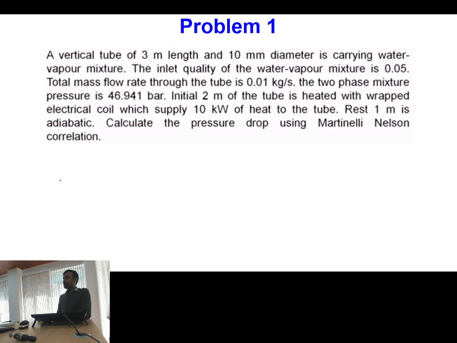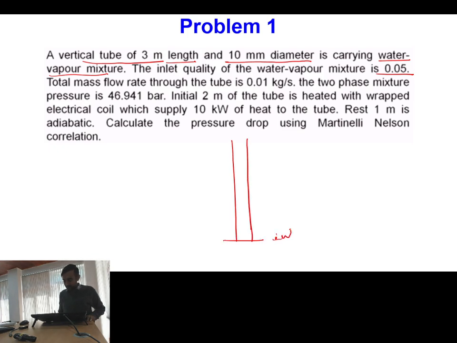Let's try to see one numerical problem using the separated flow approach. We have a vertical tube of 3 meter length and 10 mm diameter, carrying a water vapor mixture. The inlet quality of the water vapor mixture is 0.05. So if this is my inlet and this is my outlet, and this is 3 meters, then when the fluid is entering, its quality is 0.05.